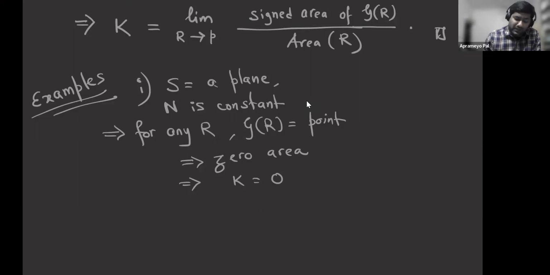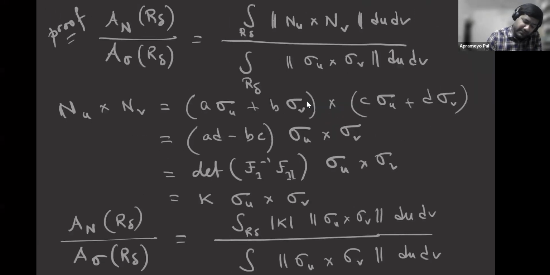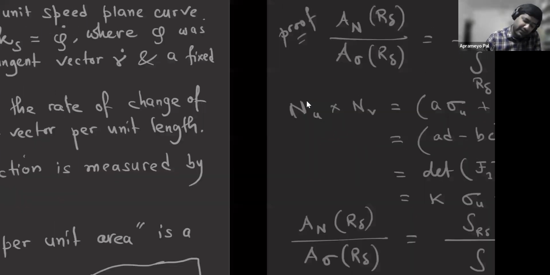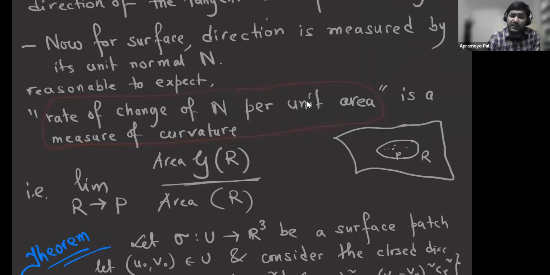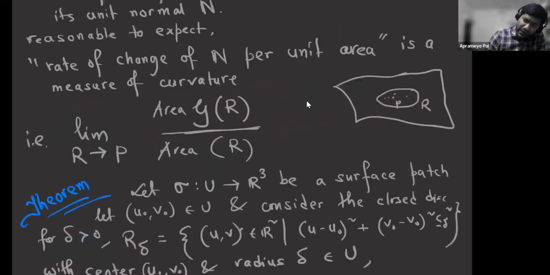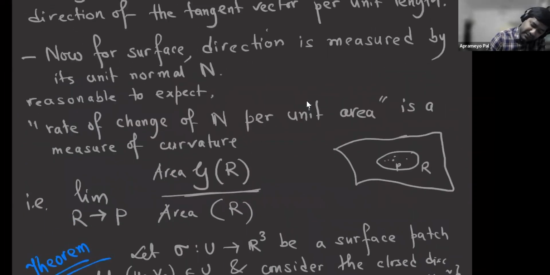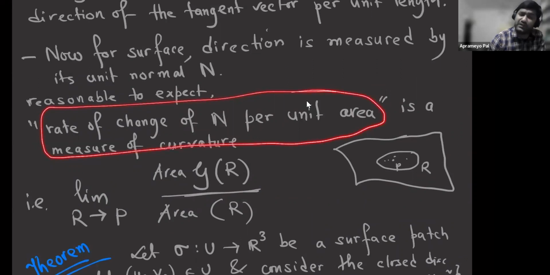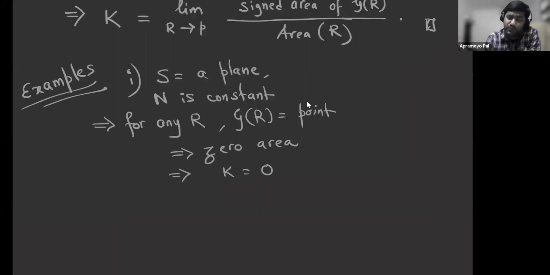Here you should really remember this motivating example, what I said: the rate of change of N per unit area. That's exactly what I am saying. You have the mathematical formula, but you understand the formula in terms of the rate of change of N per unit area, and that's exactly what I'm computing for a plane. So for any R, G of R will always be a point by definition, and for a point you have zero area. So then you are done.